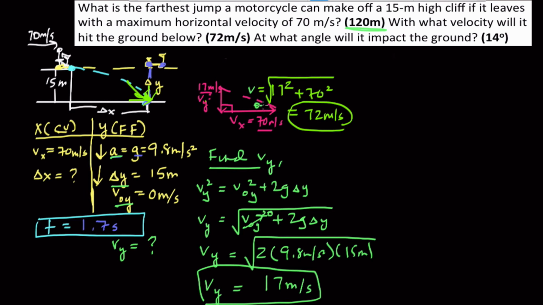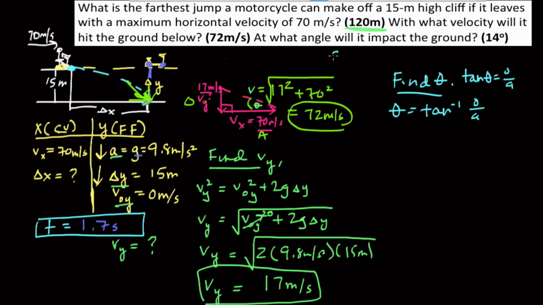So relative to theta, this is theta. This 17 is opposite. The 70 is adjacent. I'm going to use the tangent function. So the last thing I'm going to do is find theta. Theta is the inverse tangent of opposite over adjacent. I should write up here tangent theta is opposite over adjacent, right? That's the TOA in SOHCAHTOA. So opposite over adjacent, I'm going to use tangent. Tangent equals opposite over adjacent. Theta is inverse tangent of opposite over adjacent.